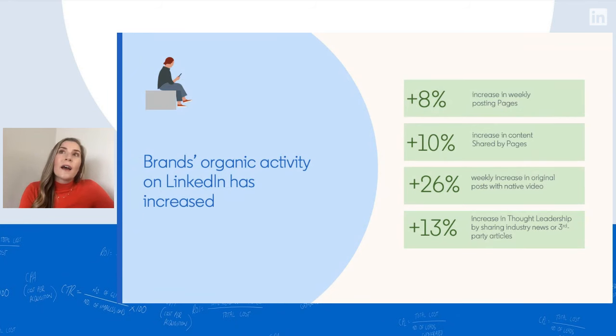We're also seeing a huge increase in the organic activity on LinkedIn. 8% increase in weekly posting on pages, 10% increase in content shared by pages, 26% weekly increase in original posts with native video, and 13% increase in thought leadership by sharing third-party news.